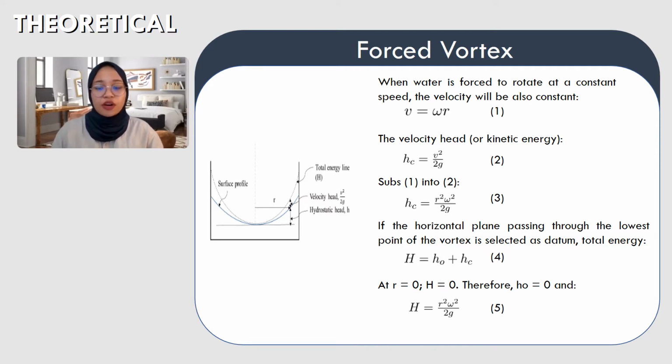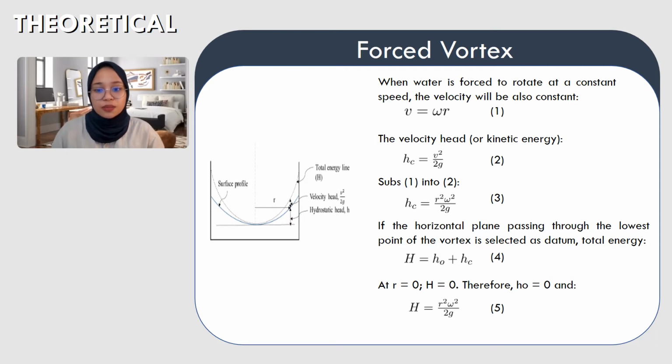When water is forced to rotate at constant speed, the velocity will also be constant. Therefore, V is equal to angular velocity times R. The velocity head formula is hc equal to V squared over 2G. Substituting the 2 equations, hc equal to R squared omega squared over 2G.